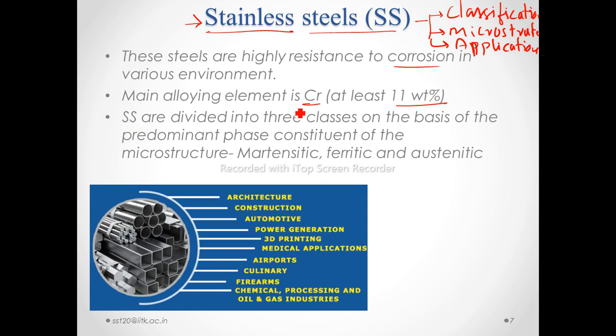These stainless steels are divided into three main, important classes. There is Martensitic stainless steel, Ferritic stainless steel, and Austenitic stainless steel. As the name indicates, these names indicate the predominant phases present in the stainless steel. Here the predominant phase is Martensite, here ferrite, and here austenite. We will see one by one in detail.